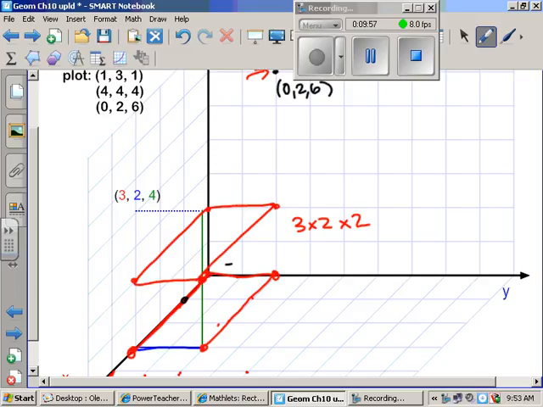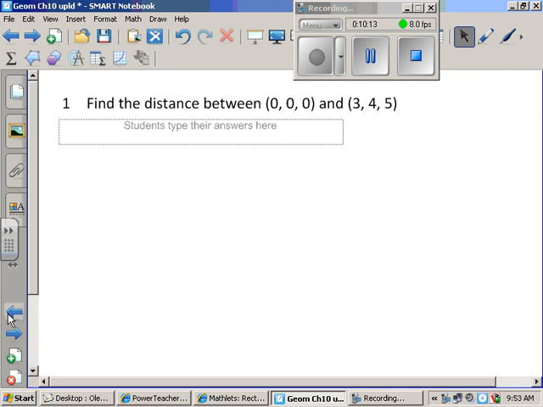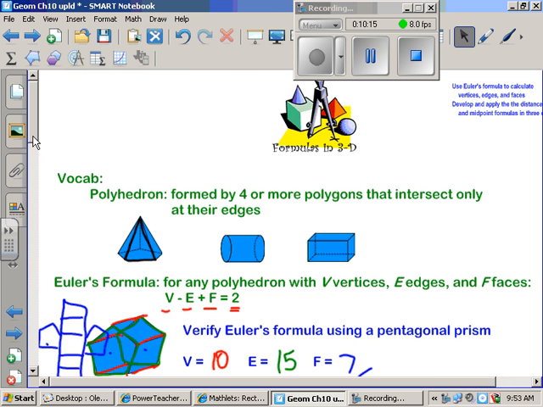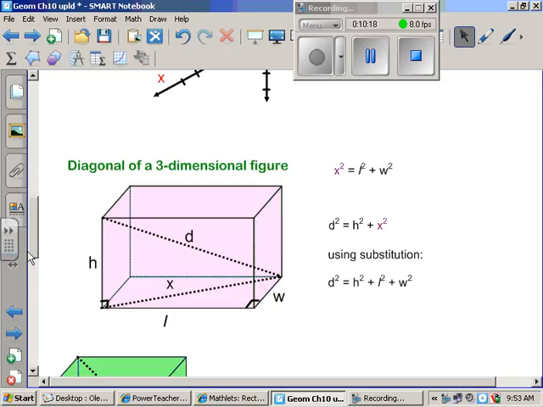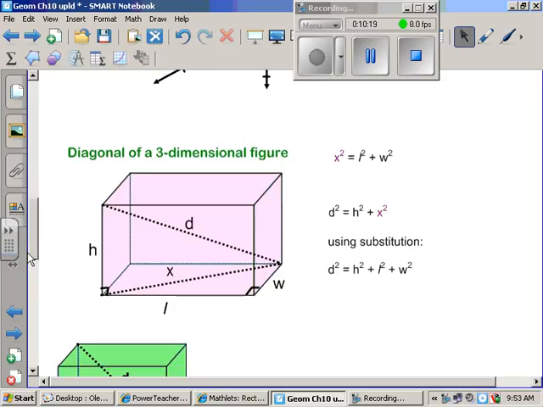And then can you see the connectors here, here, here, and there? And that would be a rectangle. Again, we're going to practice this. Then the other thing in 3 dimensions that we talk about is finding the diagonal of a prism in 3 dimensions. And basically, it's setting up 2 right triangles.